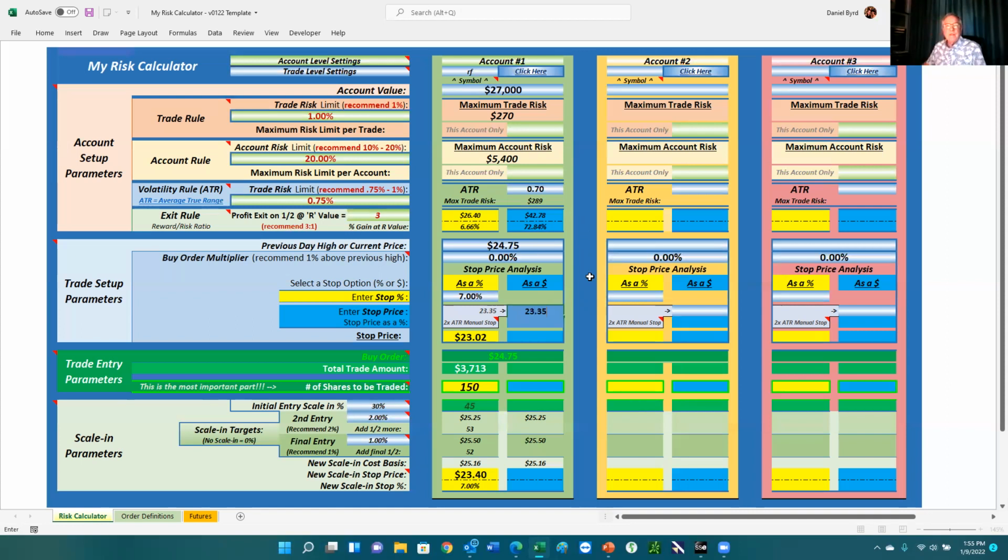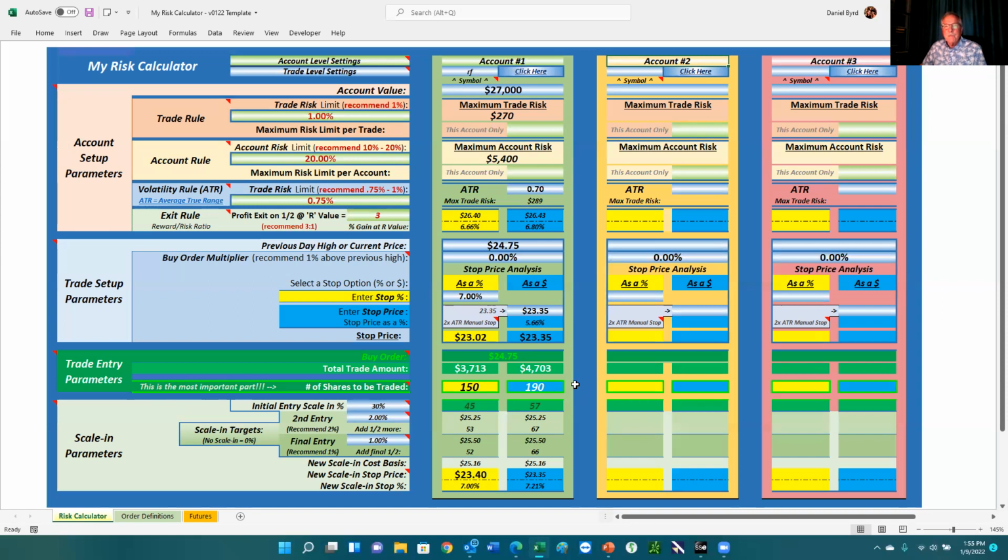23.35, now it tells me what my percentage would be, 5.66. In this particular case, it's interesting because normally the percentage for the average true range is actually higher than 7%. In this case, it's more conservative. But notice what it does down here. Remember the most important part, the number of shares I can trade? If I choose to use the 7%, I can buy 150 shares. If I choose to use the average true range, which is 5.66%, I can now buy 190 shares.